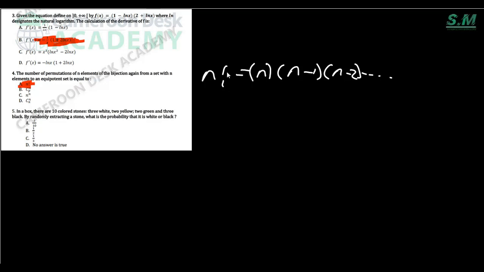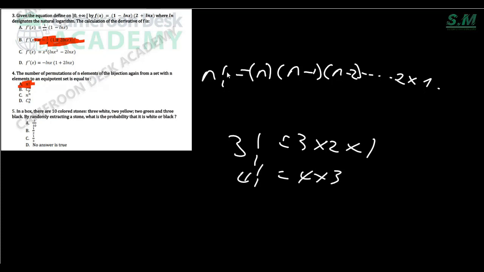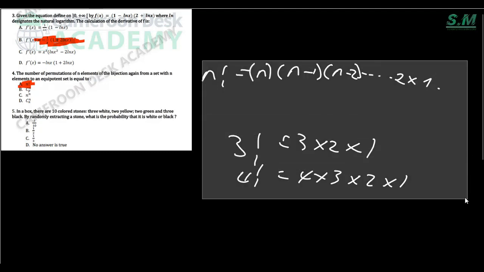And we all know that n factorial is equal to n times n minus 1 times n minus 2, and so on, right up to 2 times 1. So that is the definition of n factorial. 3 factorial is equal to 3 times 2 times 1. 4 factorial will be 4 times 3 times 2 times 1. So the correct option there is option A. So we are going to go to the next question.